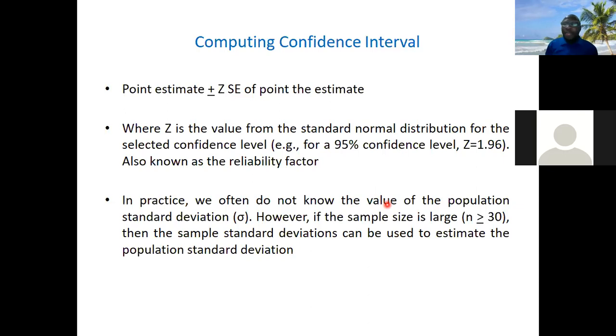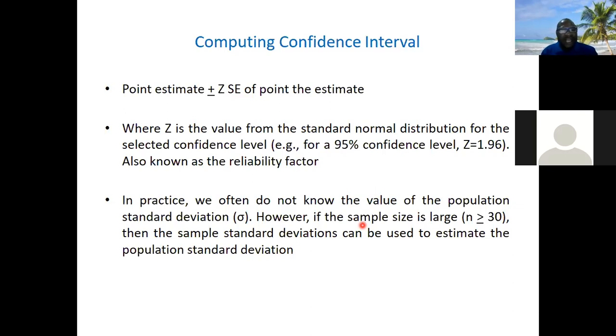Now, how will you calculate the interval estimate, the confidence interval? You have introduced the standard error. The Z is the value from the standard normal distribution for the selected confidence level. You can choose 90, 95 or 99, but nobody works with 90. Most of the time it's 95, then 99. The Z for 95 is 1.96.